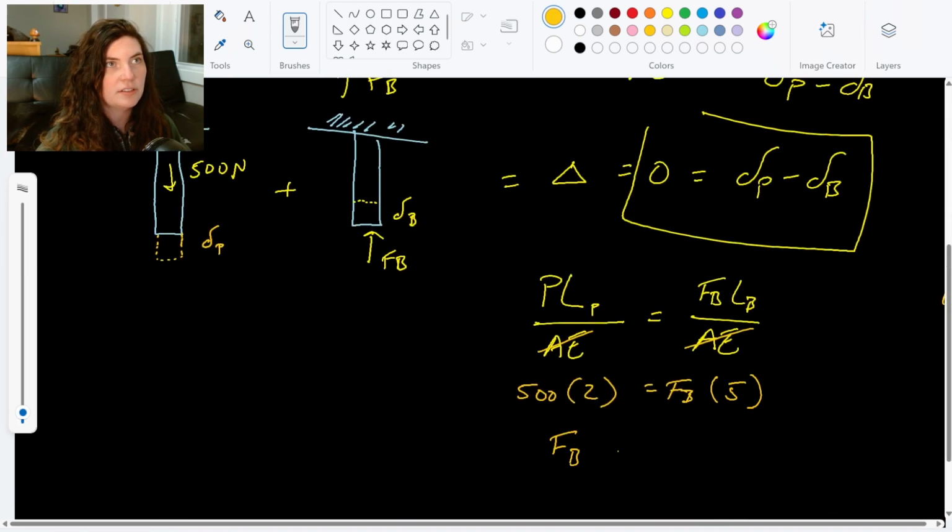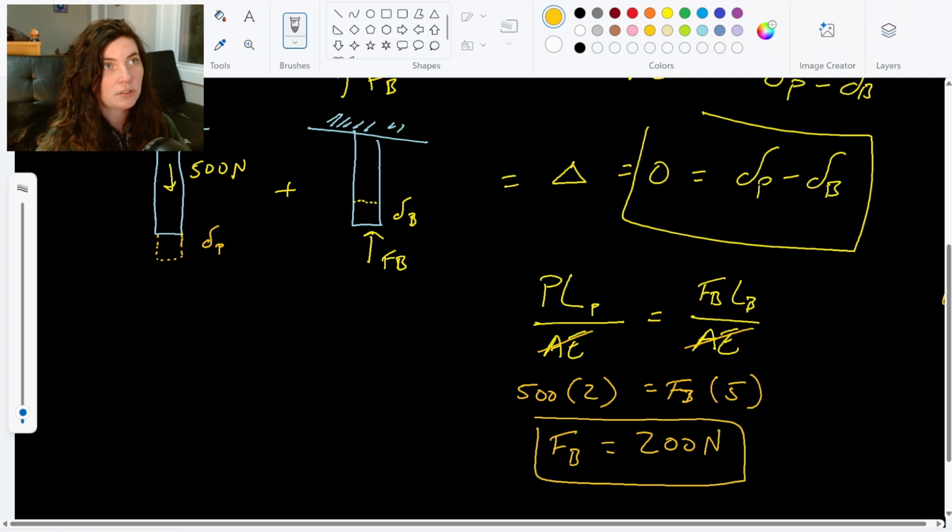Meaning that this actually gave us a direct solution for FB. We didn't have to do anything else. We can just plug that into our calculator and see that FB is 200 newtons. So that's one of our reactions. Like, that's done and solved. We have the reaction for B now, which was given to us from this load displacement, from this displacement geometry that we found.